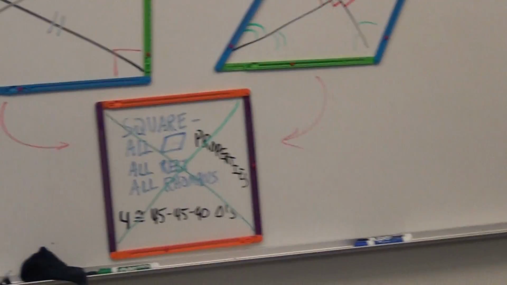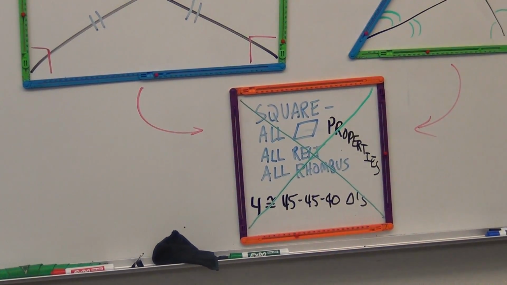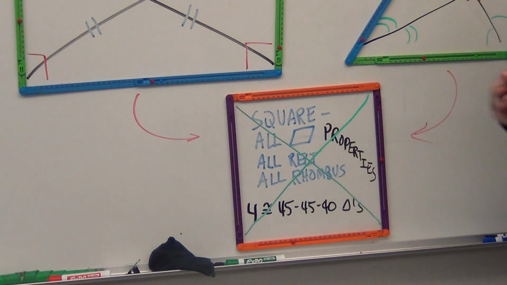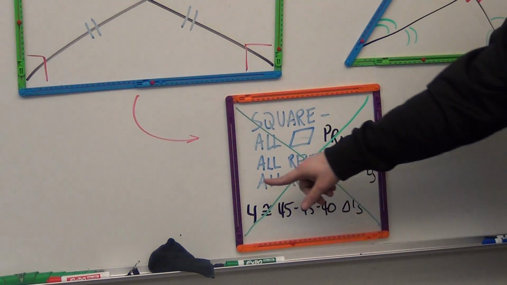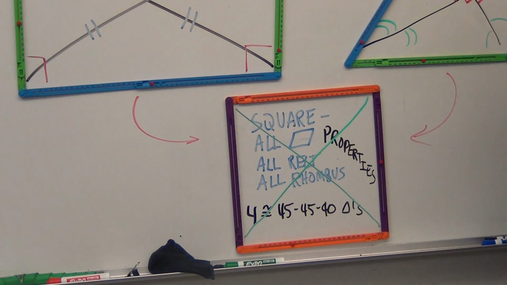When we look at a square, we see that a square has all of the properties of a parallelogram, has all the properties of a rectangle, has all the properties of a rhombus, and it has four congruent 45, 45, 90 triangles inside.